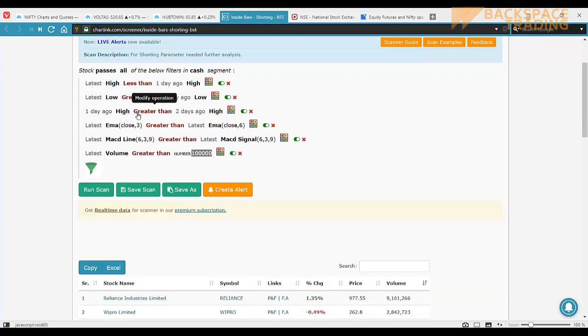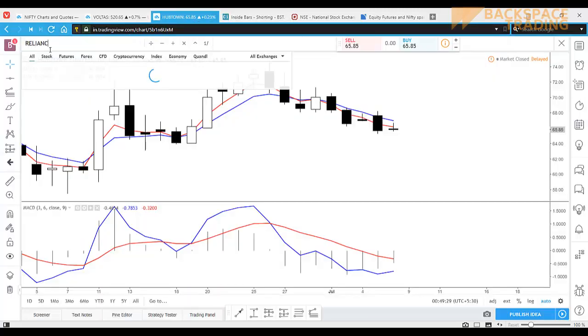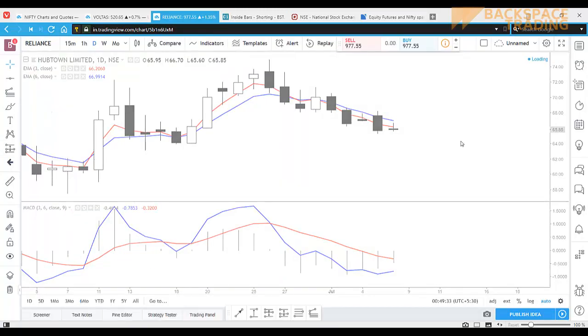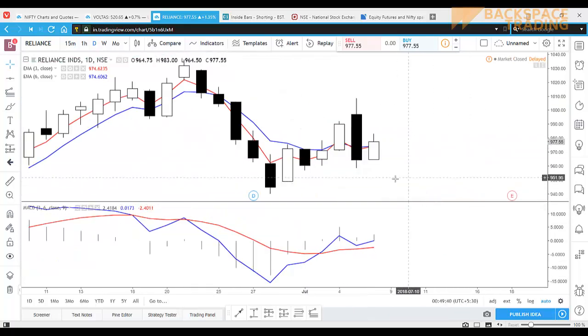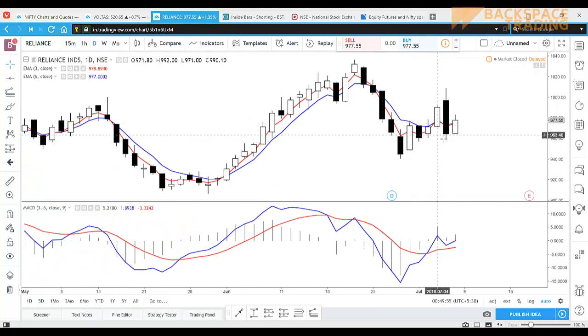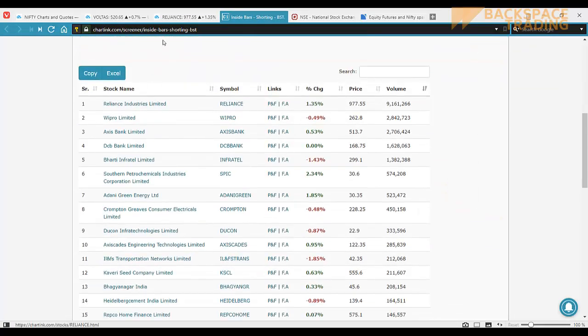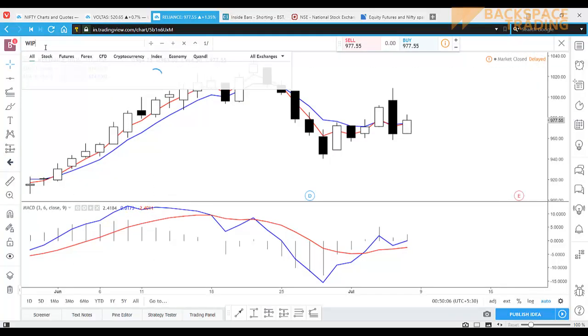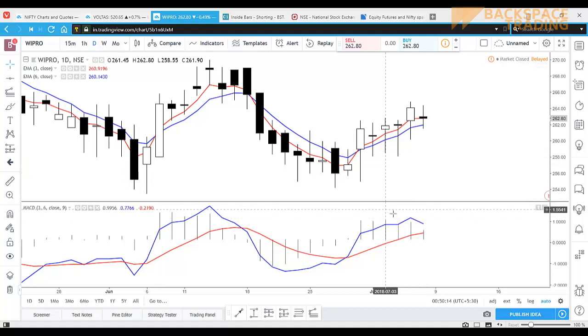High 1 day ago high is greater than 2 day ago. Okay, let me check. First is Reliance. What is Reliance doing? Oh, we have something over here. It's a wrong pattern. So obviously, I cannot show you this one. Okay, never mind. We have Wipro. Let's go to Wipro, NSE.